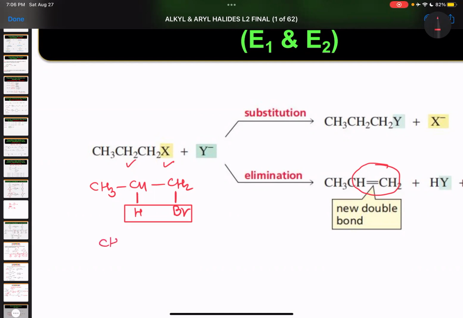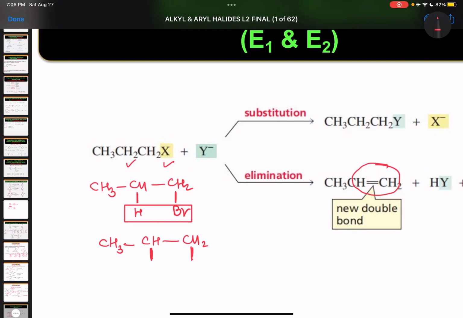Because carbon is tetravalent, it always makes 4 bonds. So if I remove 2 groups from these 2 bonds, how will I satisfy the valency of these 2 carbon atoms? Tell me. What will happen to these 2 bonds? Are they going to stay like this?